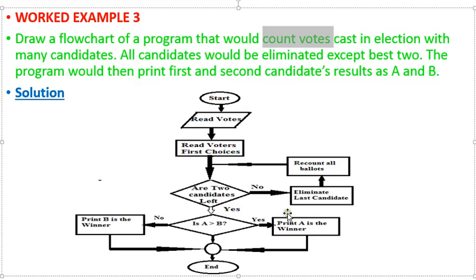This box is supposed to be a parallelogram because it is producing an output. But if it found that A is not greater than B, it means B is greater than A, then it will now come and print B is the winner. And of course, this one is supposed to be a parallelogram also. And after printing B is the winner or A is the winner, of course it is going to the end. That is why we are using a connector here, so that both of them will go to the same ending terminal.